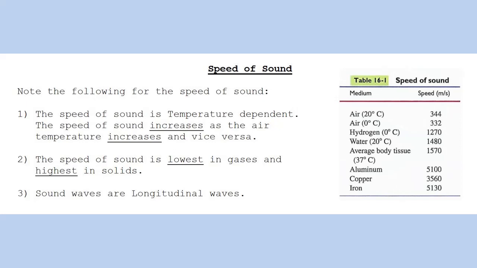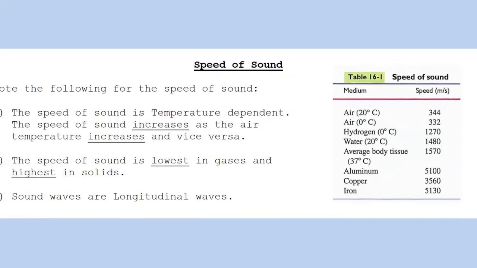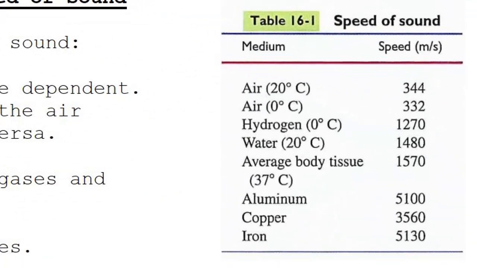Now let's talk about another special property of sound waves, and that is their speed through different materials. Here's a chart. And here's what you'll notice. When we're talking about gases, such as air, notice that at 20 degrees Celsius, the speed of sound is 344, but at 0 degrees Celsius, it's 332. So here, this is showing us that as temperature increases, the speed of sound increases. But notice that in hydrogen, a different type of gas, the speed is actually higher. Also notice that in water, the speed of sound is higher than it is in air.